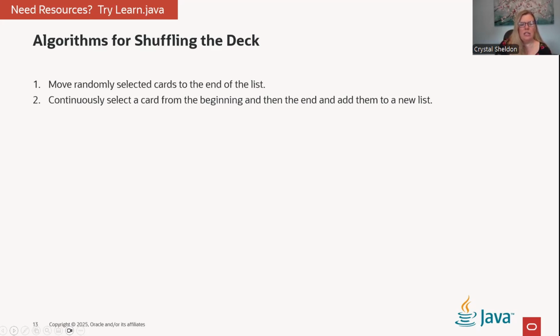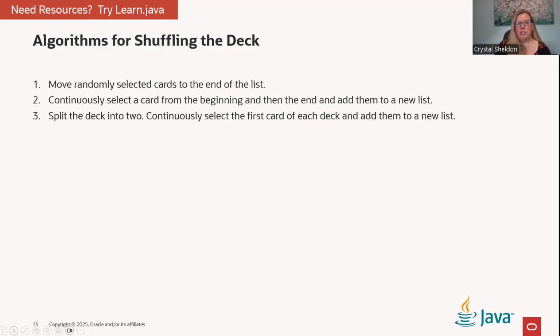The second one is continuously selecting a card from the beginning and then the end and adding those to the new list. So you're grabbing a card from the beginning of the deck and then a card from the end of the deck. And you're going to keep doing that, beginning, end, kind of weaving those cards through. And then another one, which to me mimics how you would physically shuffle cards, is split the deck into two and then alternate which card is going down first. So we have that algorithm that we're going to explore. The other thing I thought about when I was putting this together this week was sometimes you cut cards.